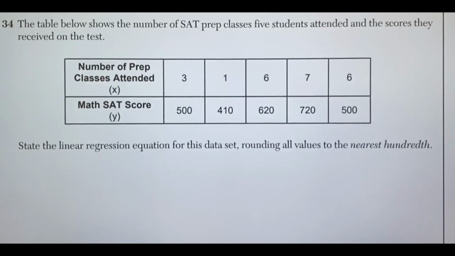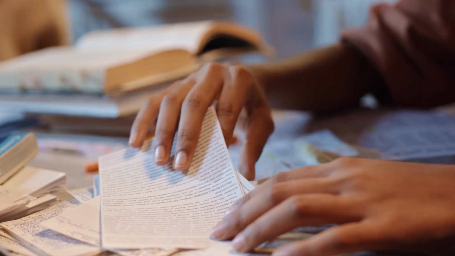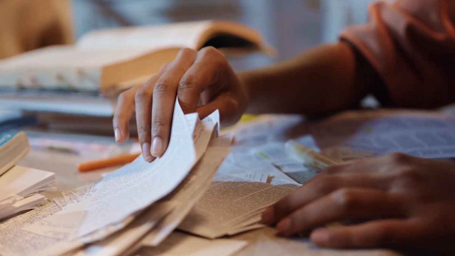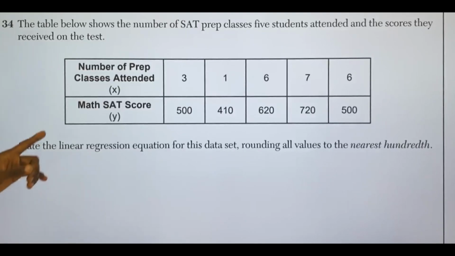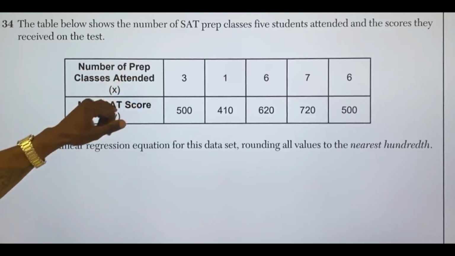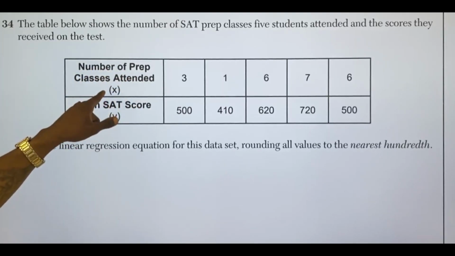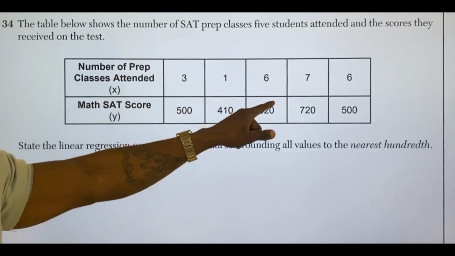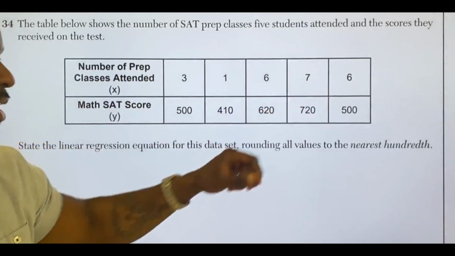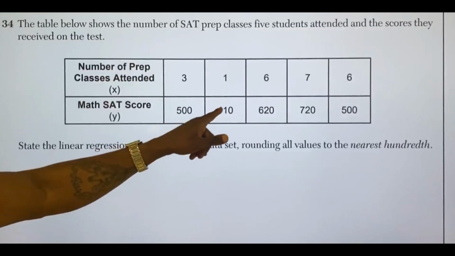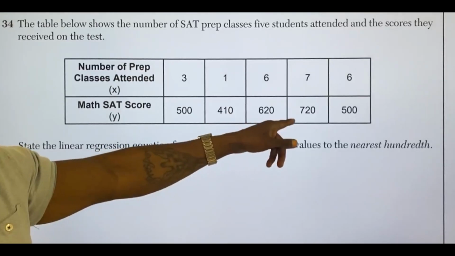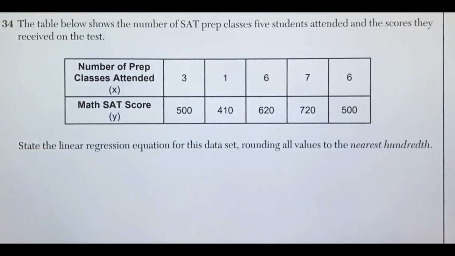So number 34, the table below shows the number of SAT prep classes 5 students attended and the scores they received on the test. All right. Now, number of prep classes attended, and they gave you a favor. They're saying that these are all the X values, 3, 1, 6, 7, and 6. Now, the math SAT scores, 500, 410, 620, 720, and 500.